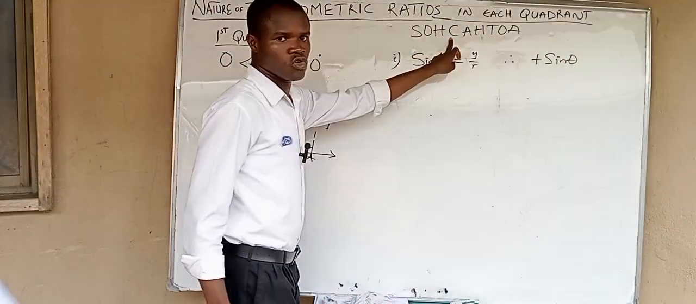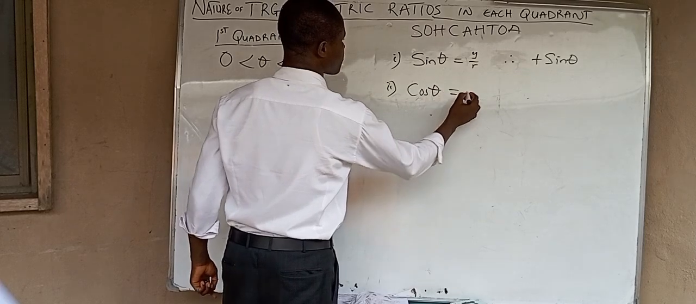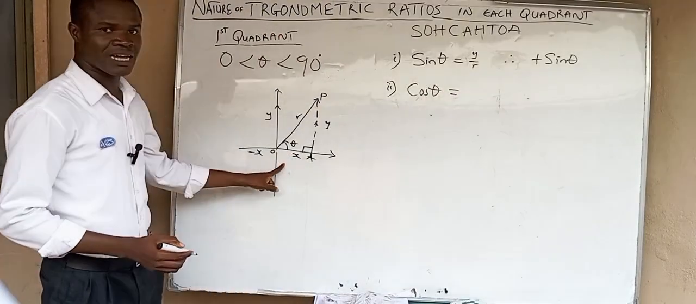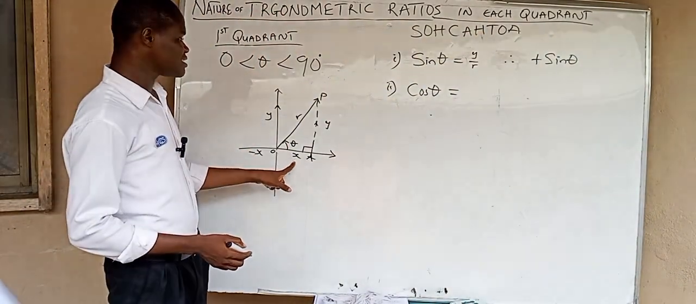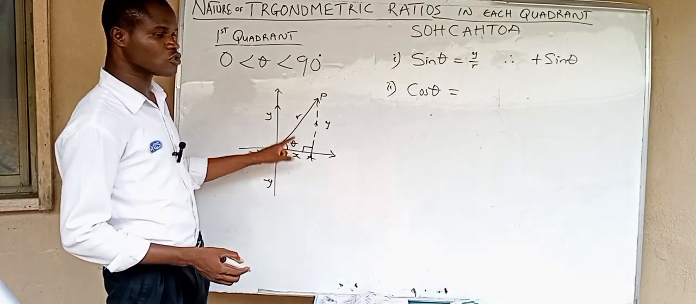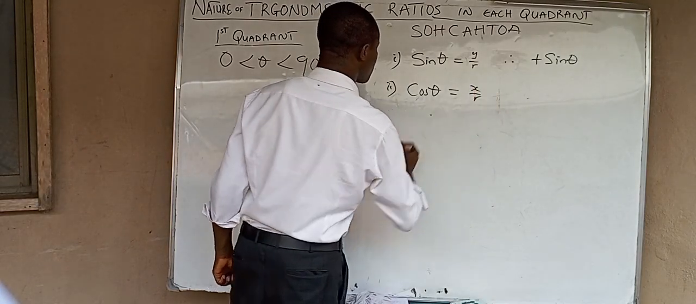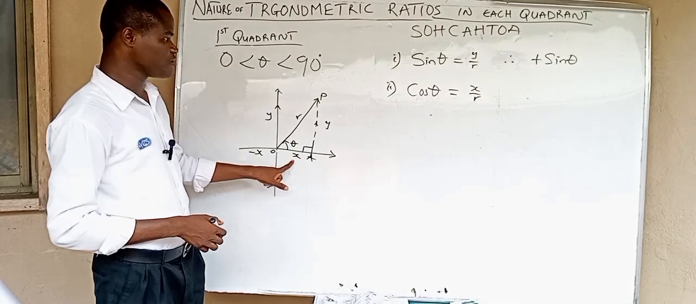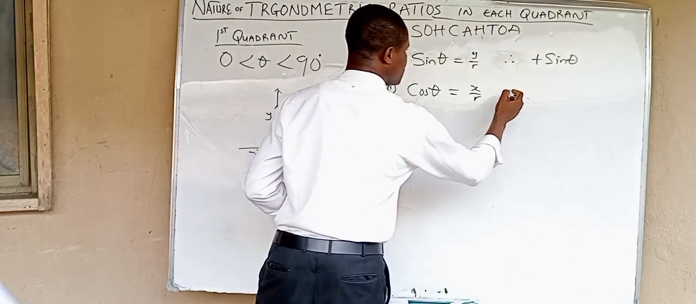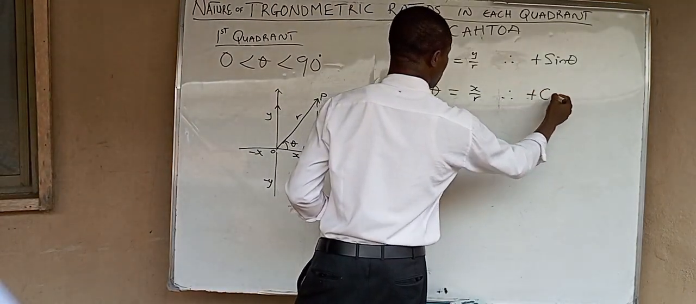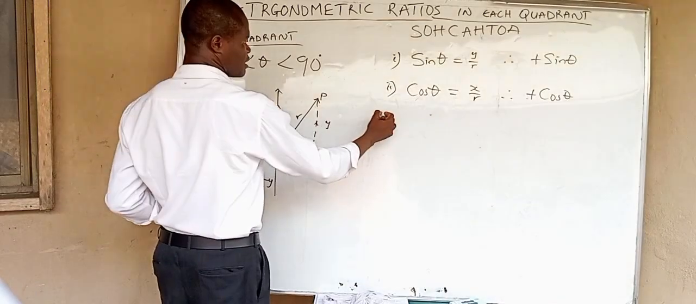So let's go to cosine. Number 2, cos theta. Remember, cos is adjacent over hypotenuse. So cos theta is adjacent over hypotenuse. That is x over r. Since x is positive and r is positive, positive divided by positive is positive. So it simply means that cos theta is positive.